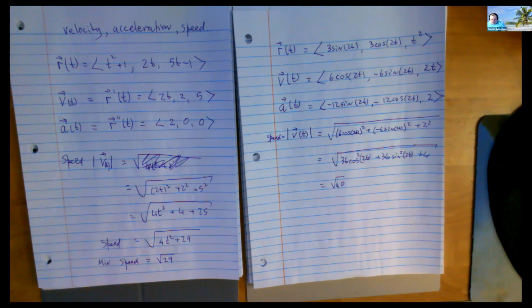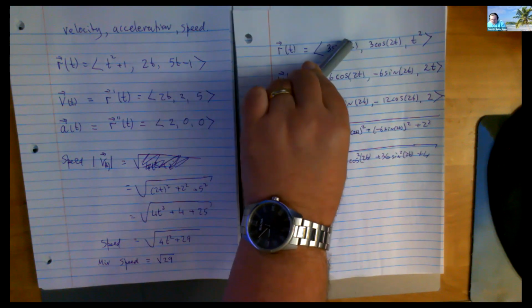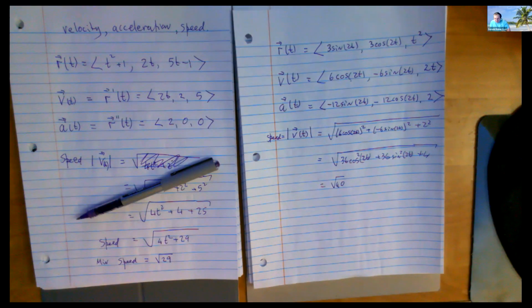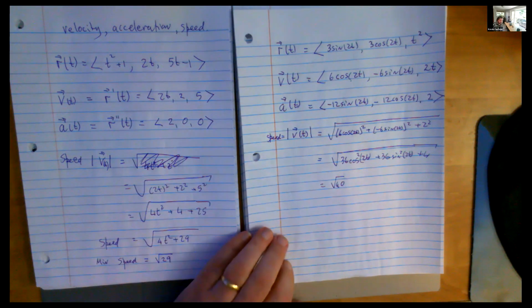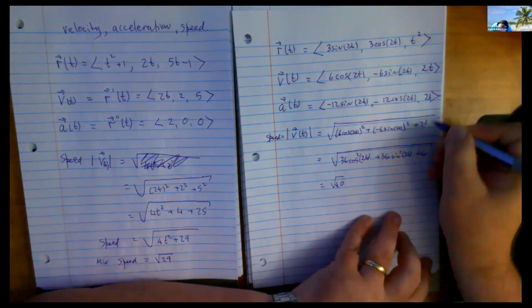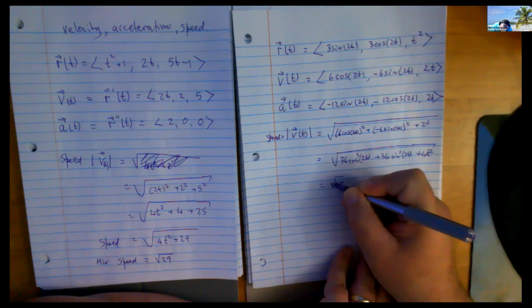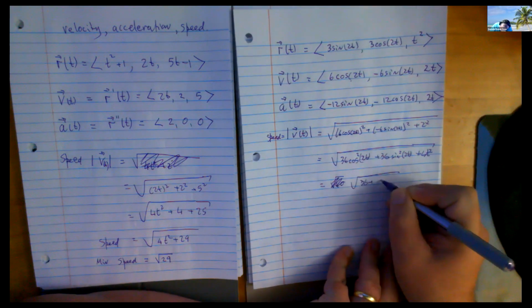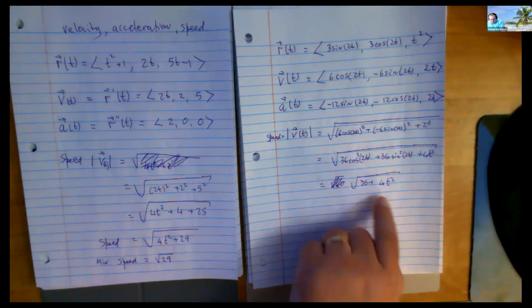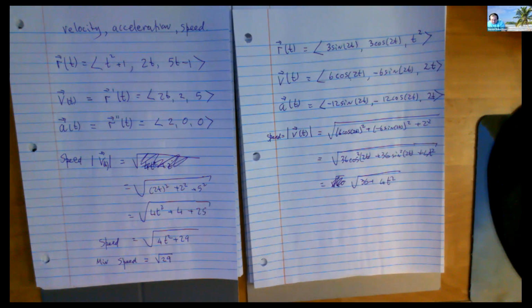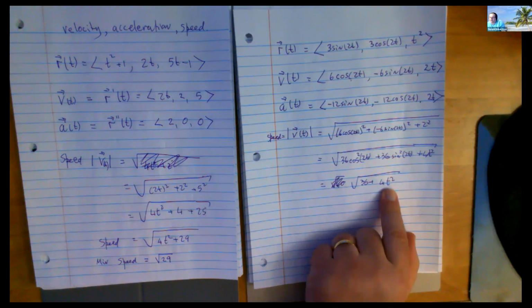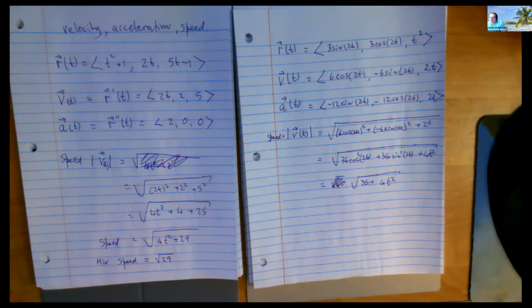What does this tell me about this particular helix? So it's going up the z-axis. Wouldn't it be 36 plus 4t squared? Did I screw up? Oh, okay. You're right. What does it tell me about this one? It spirals upwards. Doesn't it spiral upwards and get faster as time goes on? What's the minimum speed of this guy? Would you say square root 36 is 6? Does it have a maximum? Nope.